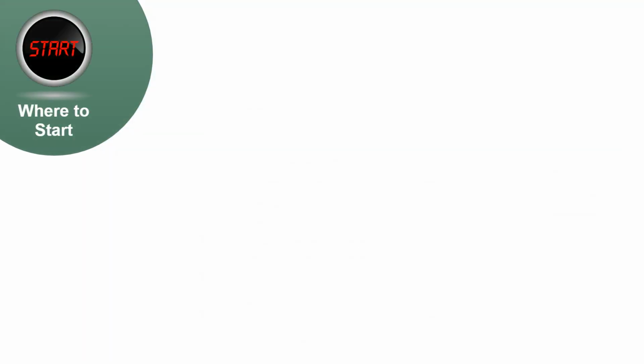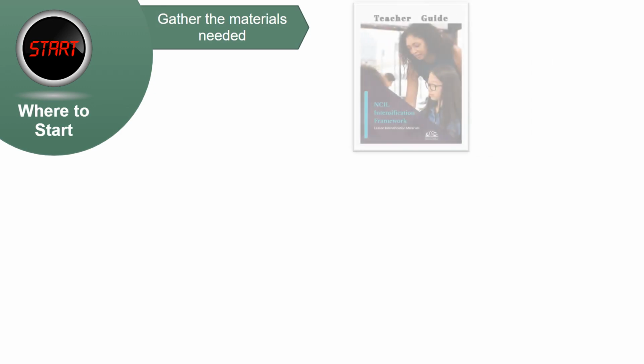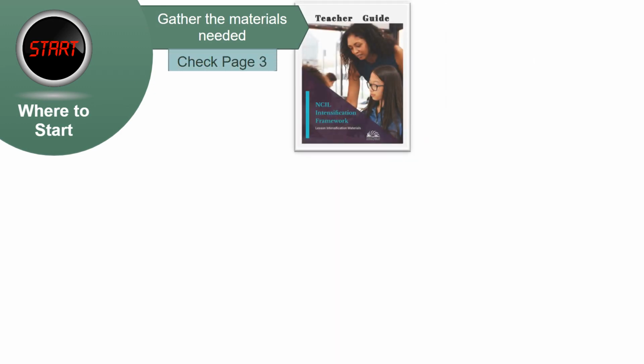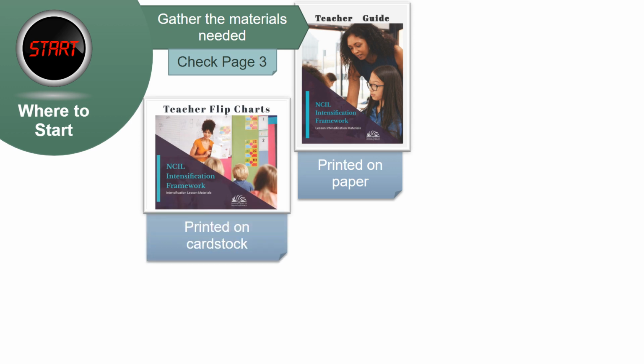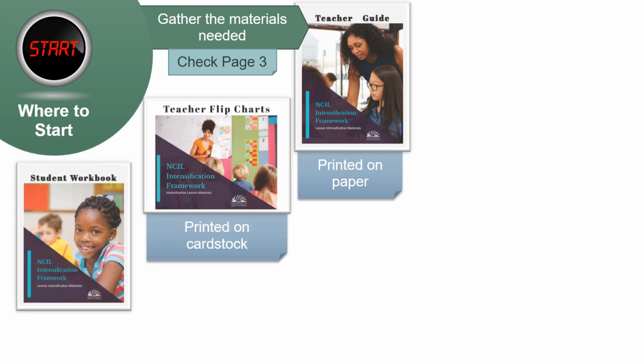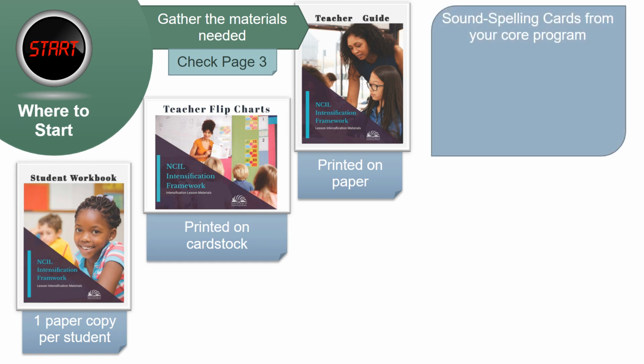Where to start? First, gather the materials needed. You'll find these listed out on page 3 of the teacher guide. You'll need the teacher guide, printed out on paper, the teacher flip charts, printed out on cardstock, student workbooks, 1 copy printed out on paper for each student, sound spelling cards from your core program.